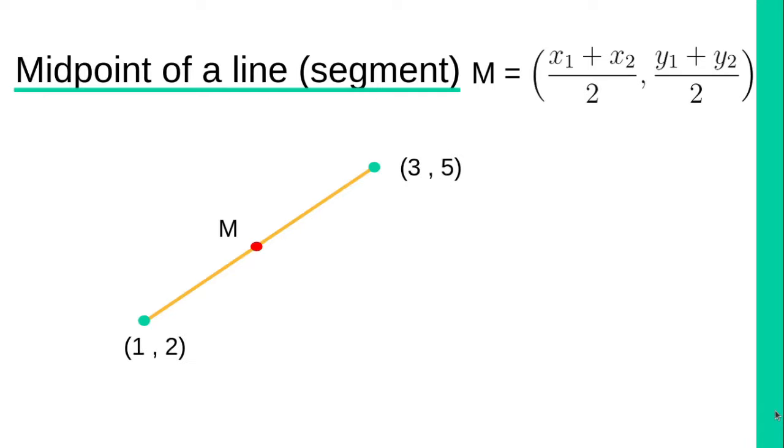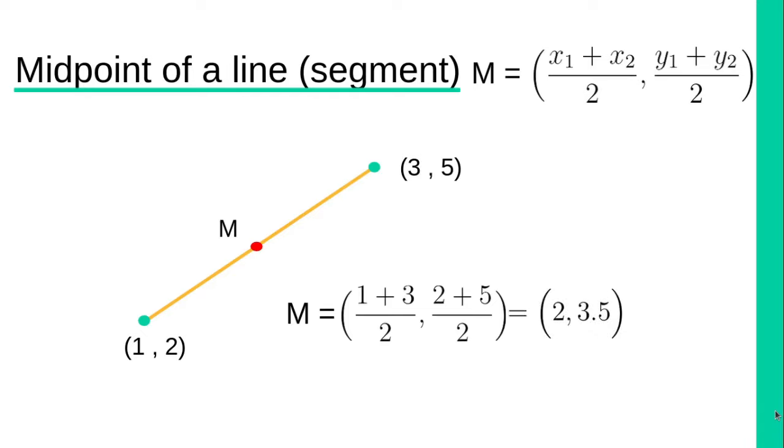For example, if the points were (1, 2) and (3, 5), then M would be calculated using the formula as 1 plus 3, the sum of the x coordinates, divided by 2, and 2 plus 5, the sum of the y coordinates, divided by 2. 1 plus 3 is 4, divided by 2 gives us 2, and 2 plus 5 is 7, divided by 2 is 3.5. So the coordinates for this middle point will be (2, 3.5).